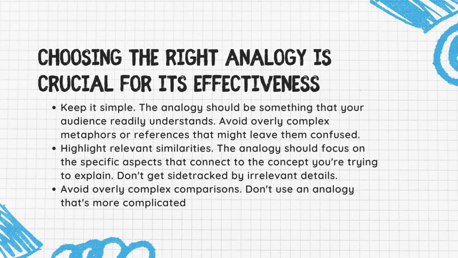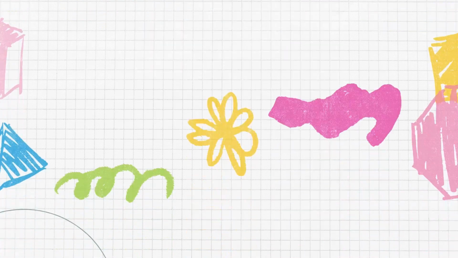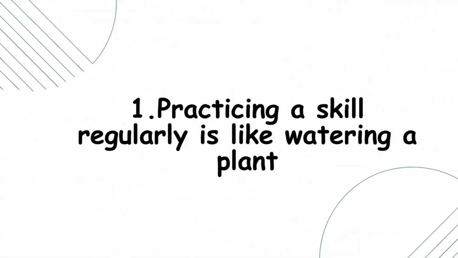Okay? And that's all for the analogy. And now let's identify the analogies, making a point and describing. Number 1, practicing a skill regularly is like watering a plant.